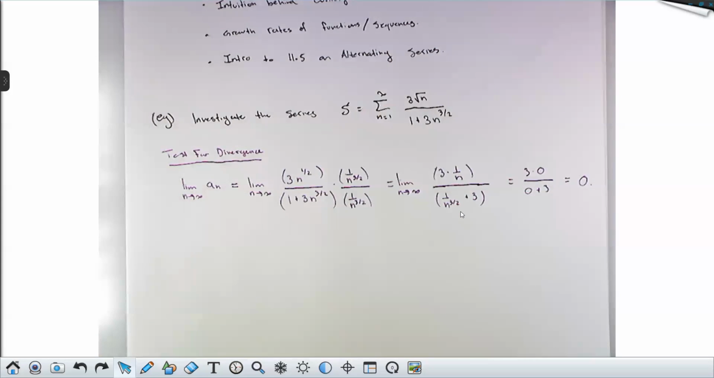And the reason why this limit comes out to zero is Augustine's observation that the denominator grows faster than the numerator. What does it mean? What have I learned from this theorem, the test for divergence, based on the fact that the limit of the a_n is zero? What is the output from that test now that we've found this limit to be zero? Good, very good. So Richard's got it in chat there. This is inconclusive. The series could converge or could diverge.